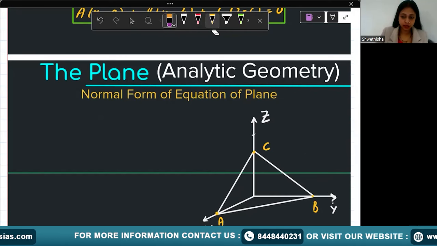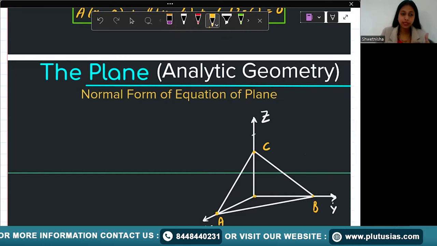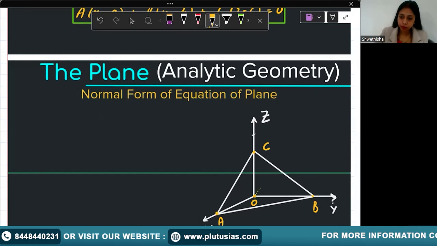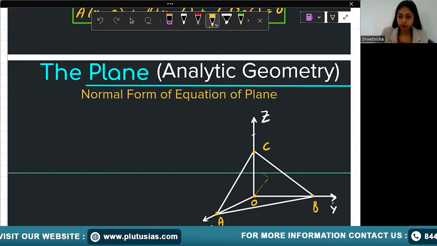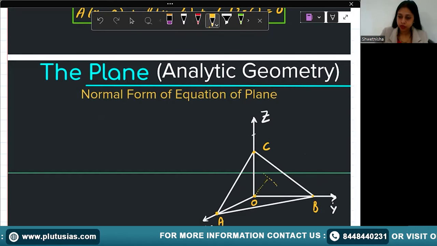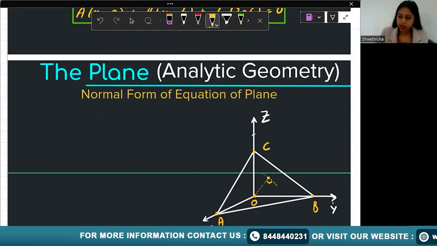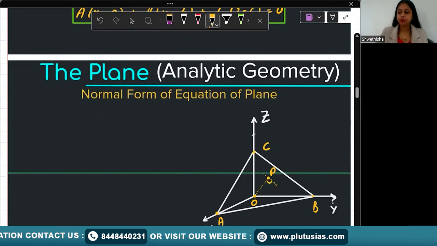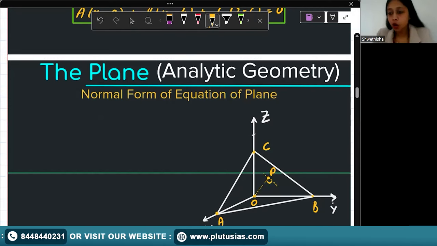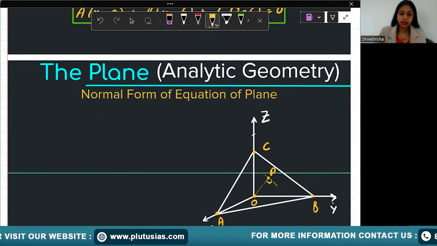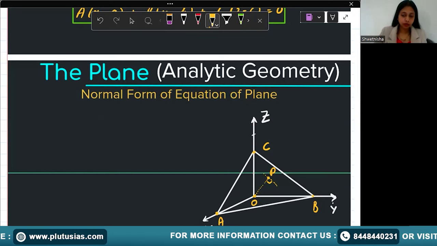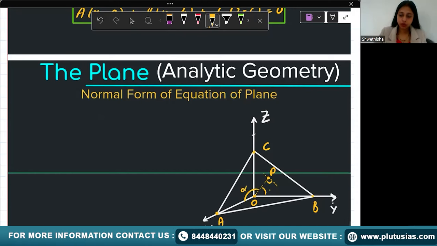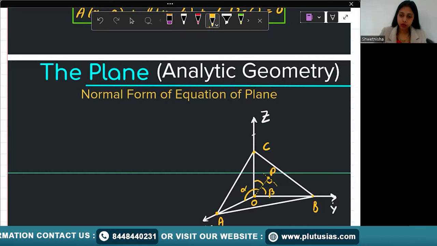We'll consider that the origin O is on the back side of this plane. So from the origin, I'm dropping a perpendicular onto this plane. This is the perpendicular. Let us say that this point is P. We'll discuss a few points here. See, if this line OP makes angle alpha with the x-axis, beta with the y-axis and gamma with the z-axis.